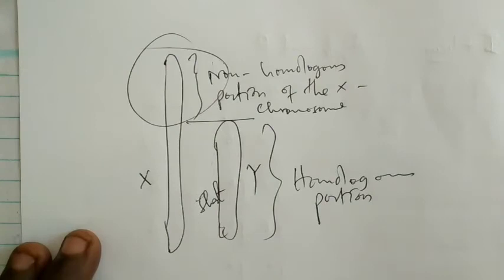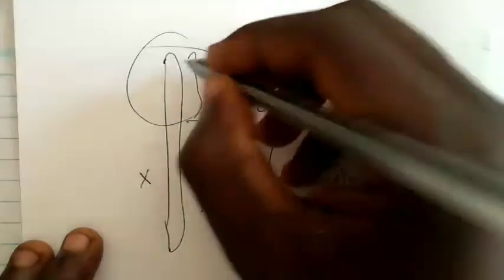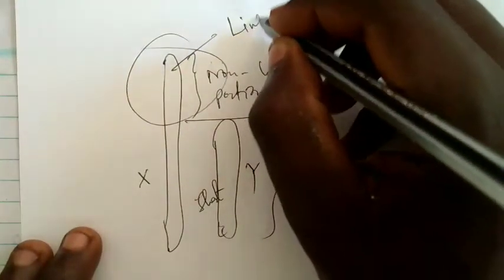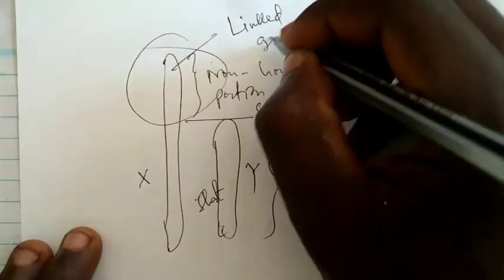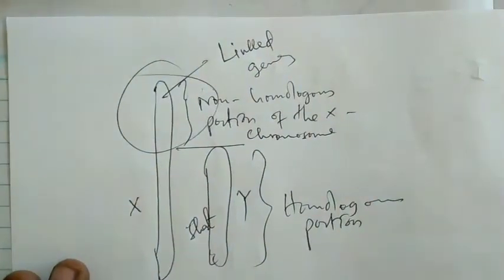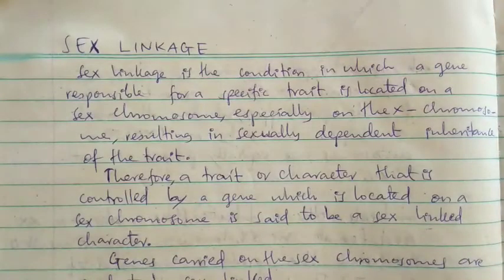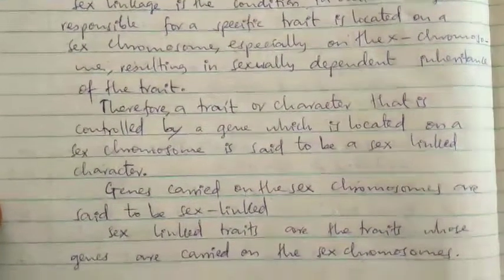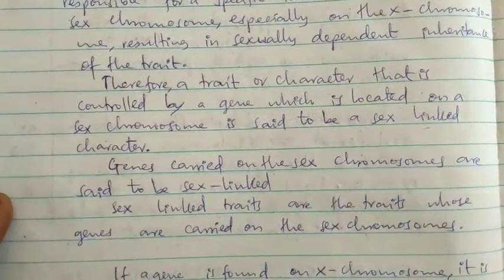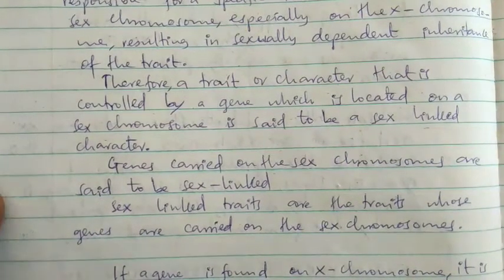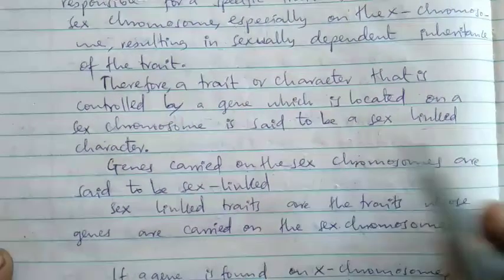X chromosome ikiwa ina urefu ule pale, hapa ndipo ambapo wewe unakuwa unachukua linked genes. Kwa ndo maana always sex linked characteristics they are carried by X chromosome. Always, sio nyakati zote, always, mara nyingi. Therefore, a trait or character that is controlled by a gene which is located on a sex chromosome is said to be sex linked character.